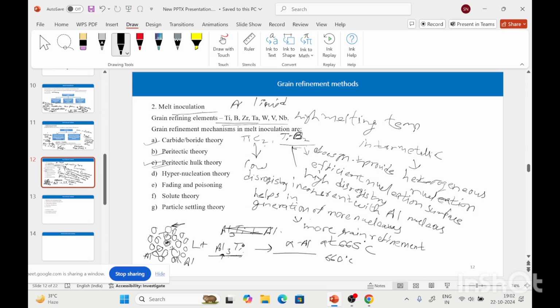So this is how, and further particles, further atoms will attach to this cluster and lead to the hypernucleation of some other compound. So this also leads to the grain refinement. So this comes under the hypernucleation theory.